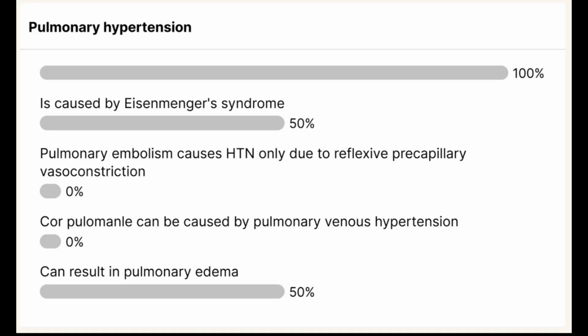Then the next question, cor pulmonale can be caused by pulmonary venous hypertension. So this is false because cor pulmonale is strictly due to respiratory causes or diseases of the pulmonary system, whereas we're talking about the pulmonary venous hypertension or the pulmonary venous sites, which is not true. Next, can result in pulmonary edema. This is true because if there's hypertension, there is an increased pressure over there, or an increased hydrostatic pressure, and that is one of the factors that results in the formation of edema.